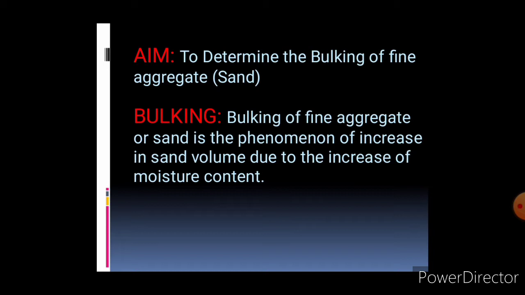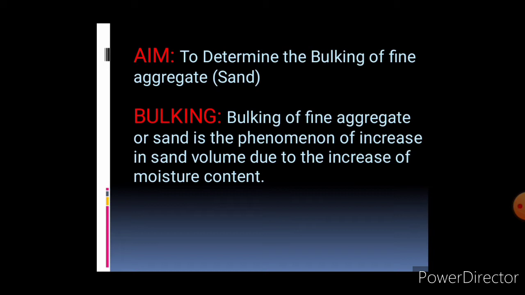Then, how to calculate bulking of sand? The formula is: bulking of sand equals H1 minus H2 divided by H2, multiplied by 100, where H1 is the volume of loose sand in ml, and H2 is the volume of saturated sand in ml. So bulking of sand is measured in percentage.